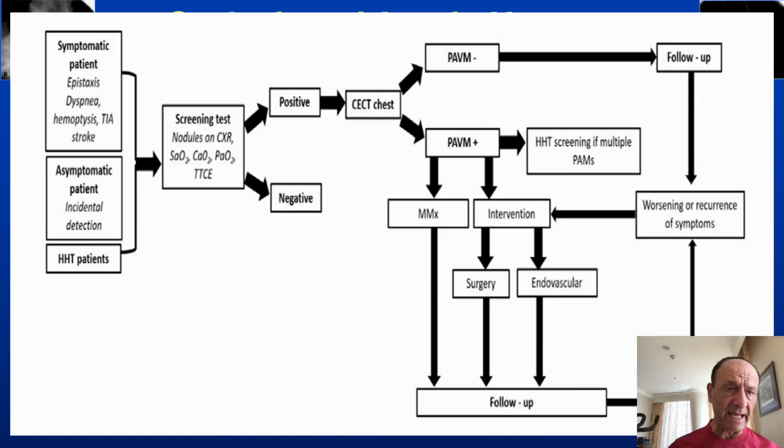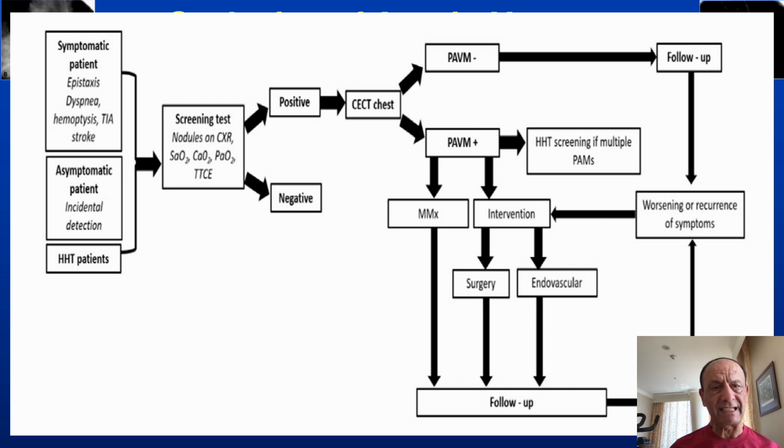This is a flow diagram showing that if patients are symptomatic, like epistaxis, dyspnea, hemoptysis, TIAs, stroke, or they could be asymptomatic, an incidental finding, or if they have hereditary hemorrhagic telangiectasia, you screen them with chest x-ray, sometimes with oxygen saturation, with arterial oxygen content, and if these tests are all positive, you may do a chest CT. If they are negative, you stop there.